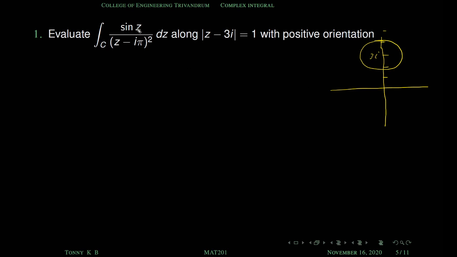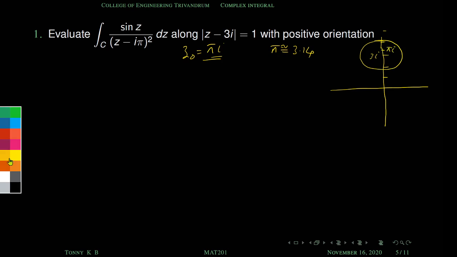Okay, our function is sin z by (z minus pi I) square. So what is our z naught? z naught is pi I, right? And we know that pi is approximately 3.14. So pi I is somewhere here in between 3i and 4i because this is 3.14i. So it is clear that this point is inside the circle C.